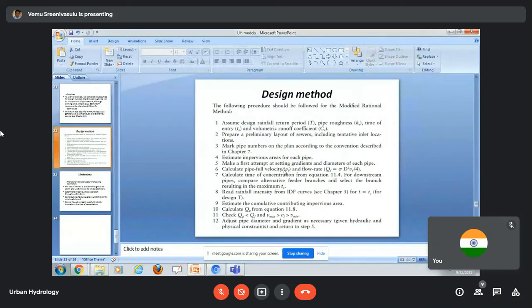Make a first attempt at setting the gradient and diameter of each pipe. Assume a gradient and a pipe diameter, and then calculate the pipe full velocity. As I said, how do you calculate this velocity Vf? Vf can be calculated using Manning's formula. Once you calculate Vf, and since we have already assumed the diameter of the pipe, what is the flow rate in the pipe?